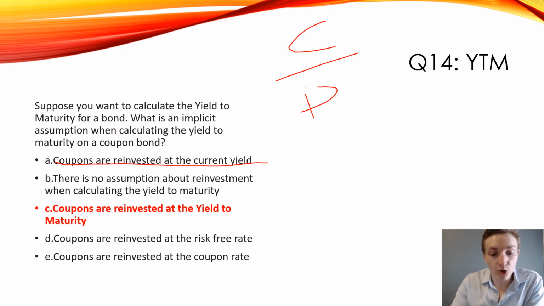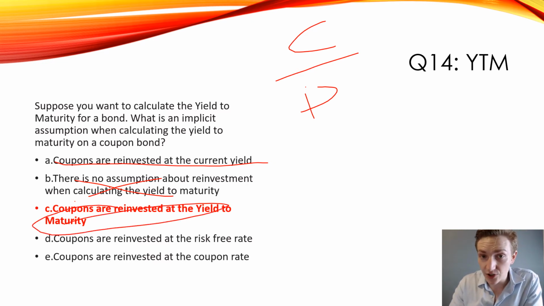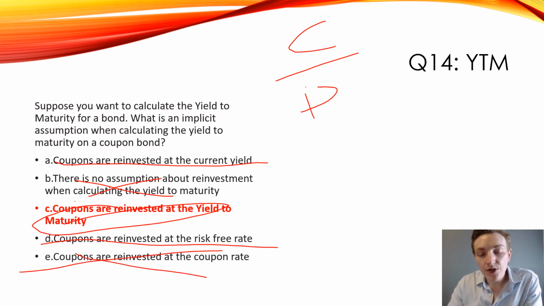The next one is there's no assumption. Well, that is actually incorrect because it turns out an assumption is that coupons are reinvested at the yield to maturity, which is in fact an assumption underlying bond pricing. The next one is coupons are reinvested at the risk-free rate. Nope, not assumed in bond pricing either. And then finally, coupons are reinvested at the coupon rate. Again, that is not correct either. So basically, the coupons are assumed to be reinvested at the yield to maturity. Hence the answer in this particular question.